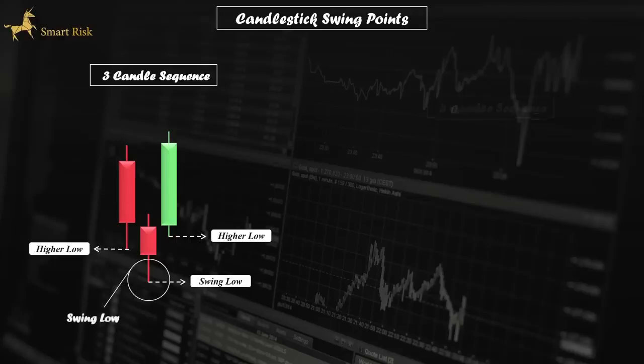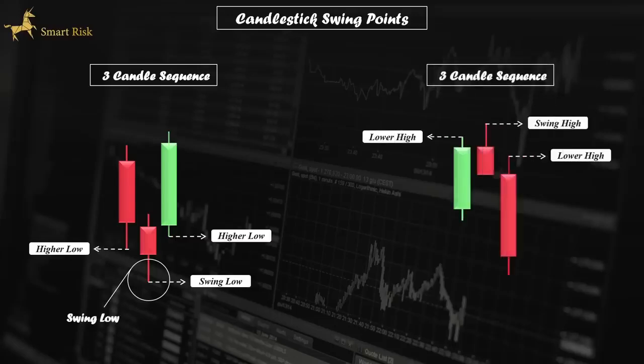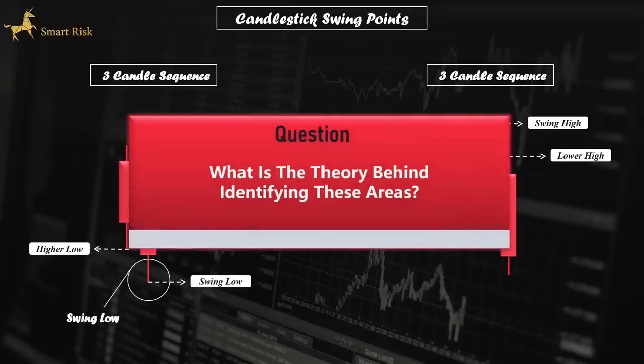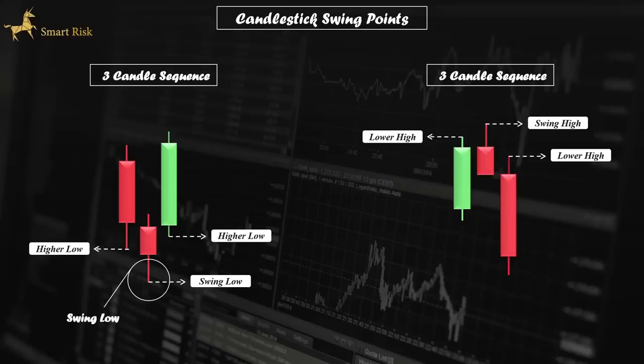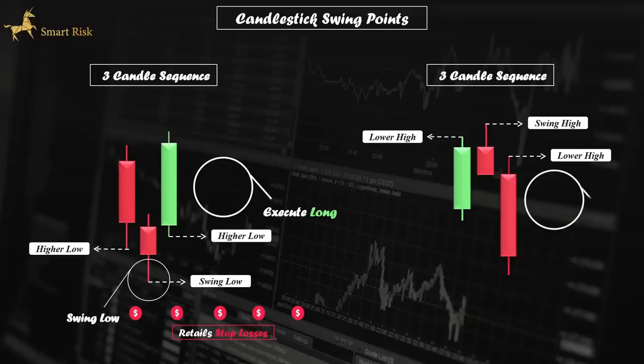Similarly, a candlestick swing high occurs within the three-candle sequence and represents the highest high point, situated between two lower high points in the adjacent candles. So what is the theory behind identifying these areas? If someone executes long positions in this area, they are likely to place their stop loss at the recent swing low. Similarly, if they open a short position from this area, they are likely to place their stop loss at the recent swing high.